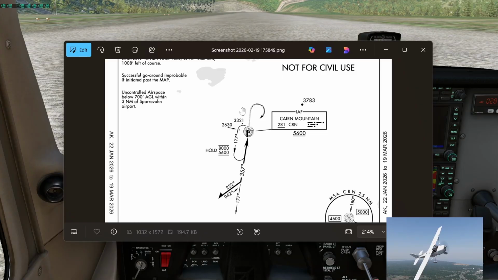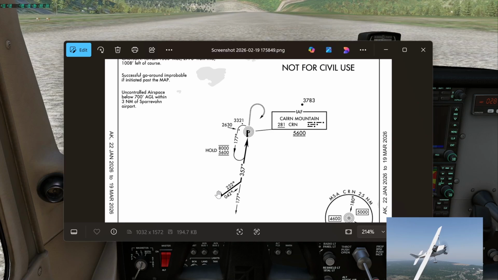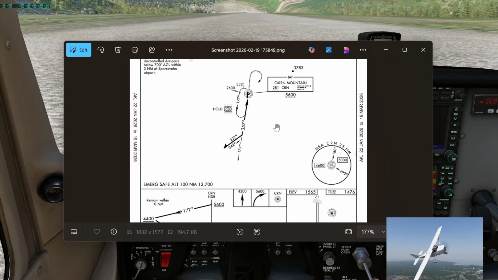It's going to go outbound, do a procedure turn, come inbound, cross over the station, fly outbound, and then we will fly the procedure inbound and come in for a landing. Just hopefully a quick burner. What are our altitudes going to be?